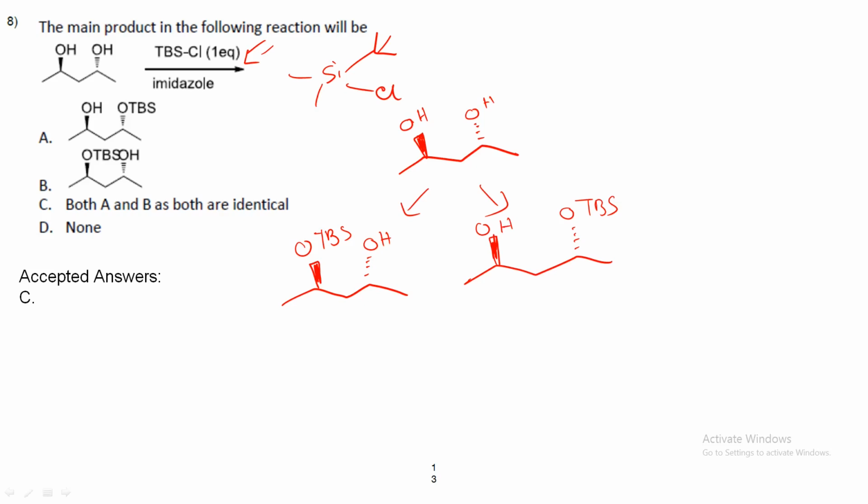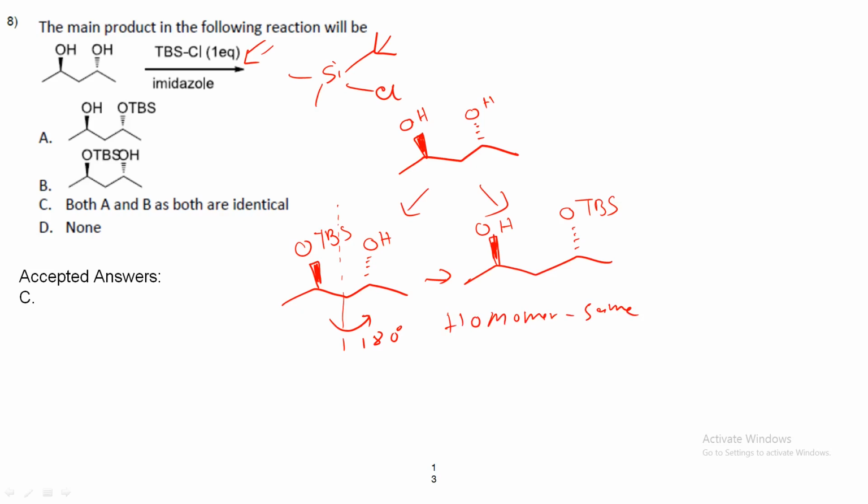Now, just one from here to here, how can we do that? Let's say here we have an axis and we just rotate the molecule 180 degrees over this. If we rotate this, the lower hydroxy would come above, and the upper OTBS would go below. So these two molecules are nothing but homomers, meaning they are the same molecule.